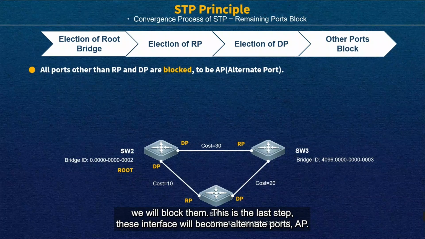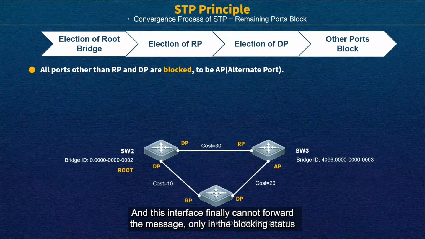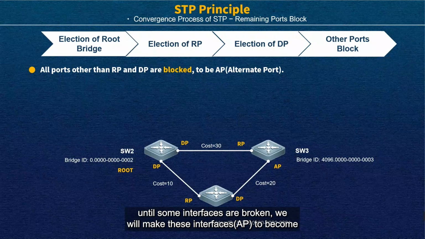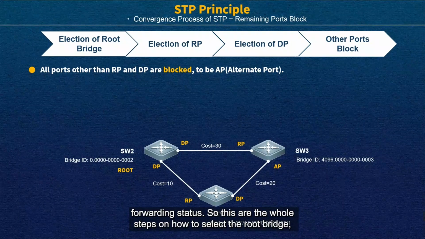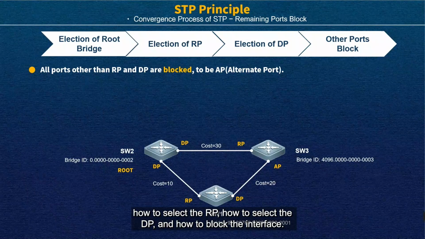This is the last step. This interface will become alternate port, AP. And this interface finally cannot forward the message, it is only in the blocking status. Until maybe some interface is broken, then we will make the interface become AP again, to become forwarding status. So these are the whole steps: how to select the root bridge, how to select the RP, how to select the DP, and how to block the interface.